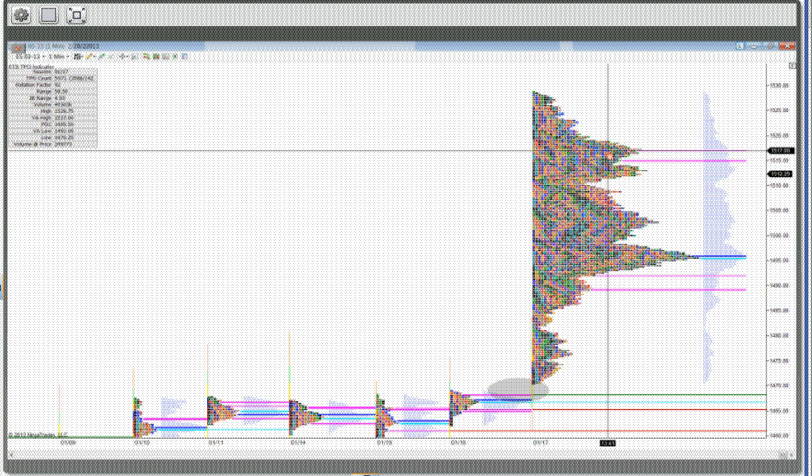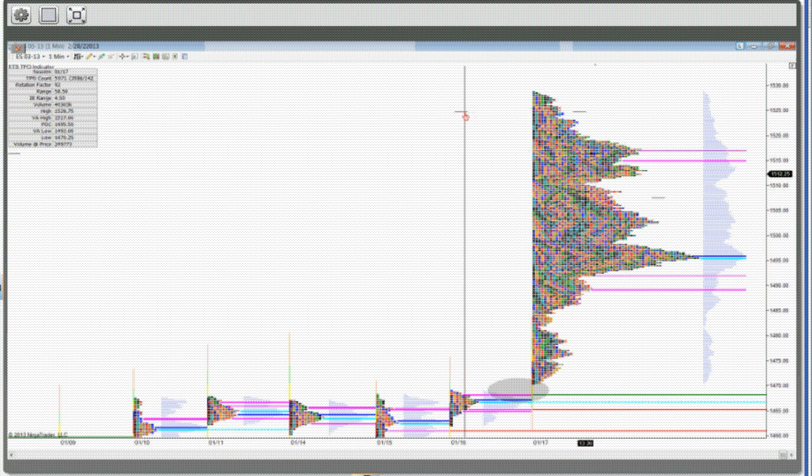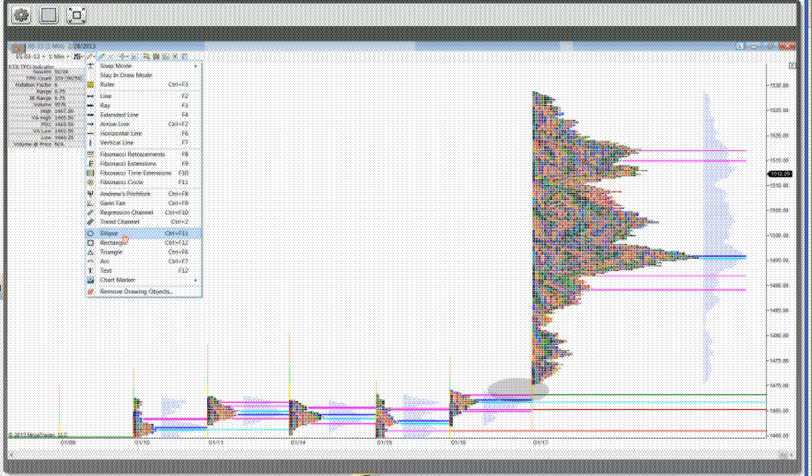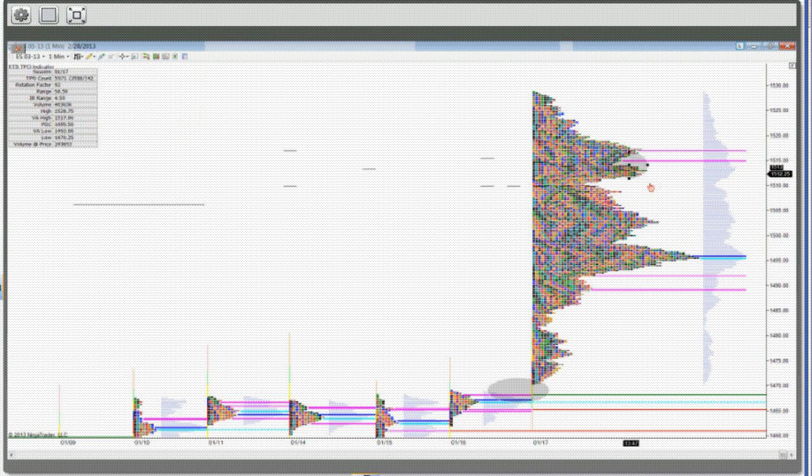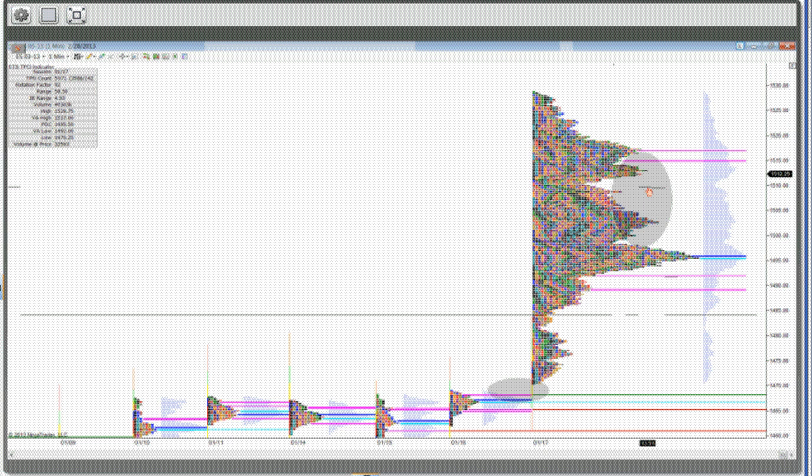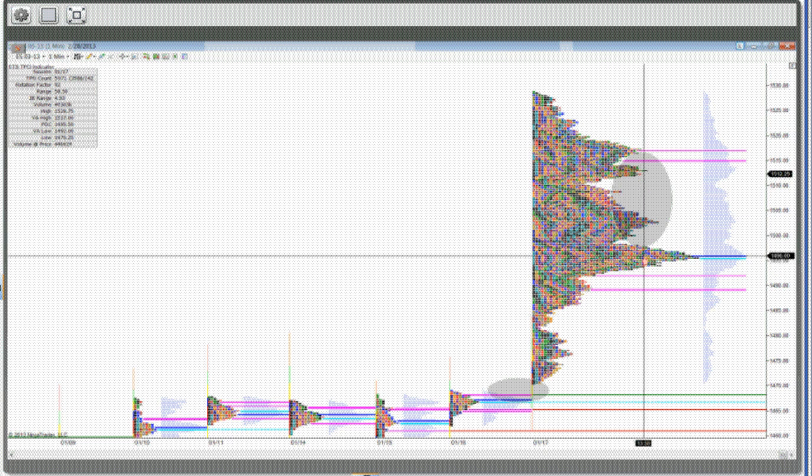And as long as we're inside this area, this is a balancing area. This bell curve likes to come to fruition, just like in school. Market needs to fill this area in. It needs to spend time in here. That's why I was saying it's going to spend time above 1496.